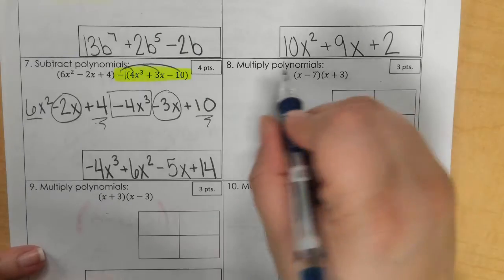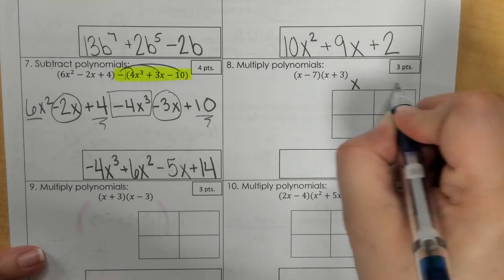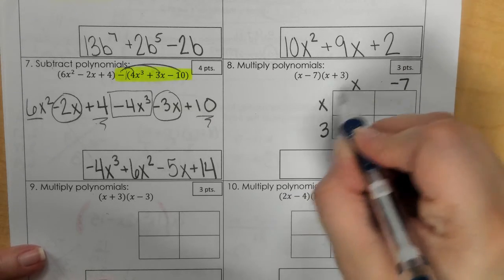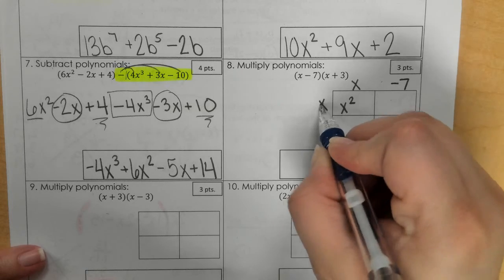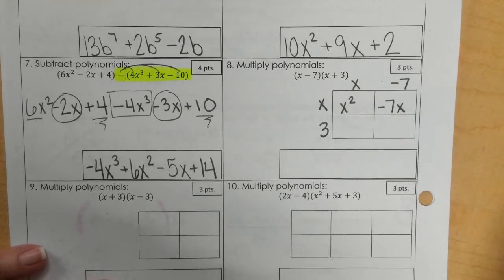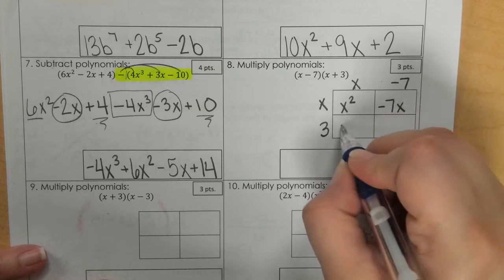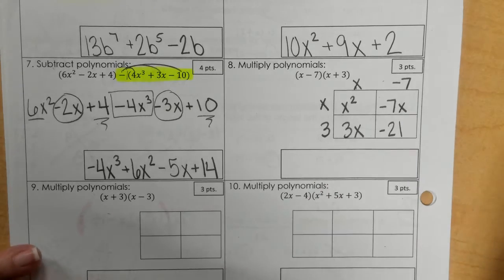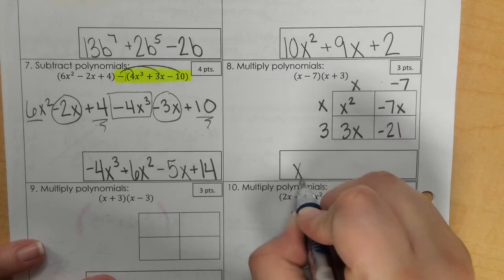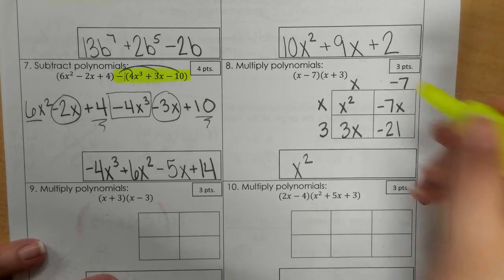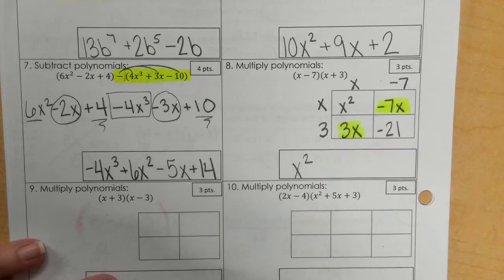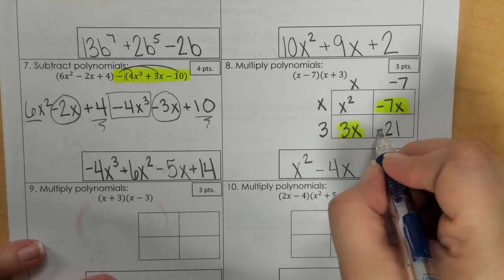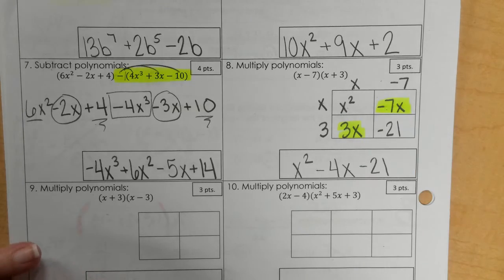In number 8, multiplying polynomials. So we have our setup here. X times x would be x squared. X times negative 7 is negative 7x. 3 times x would be 3x. And 3 times negative 7 is negative 21. So now I'm going to say, okay, well, x squared can't combine with anything. But this could. 3 minus 7 would be negative 4x. And then the negative 21 can't combine with anything, so I would bring it down.